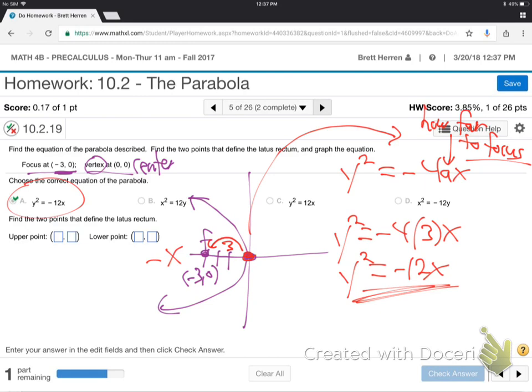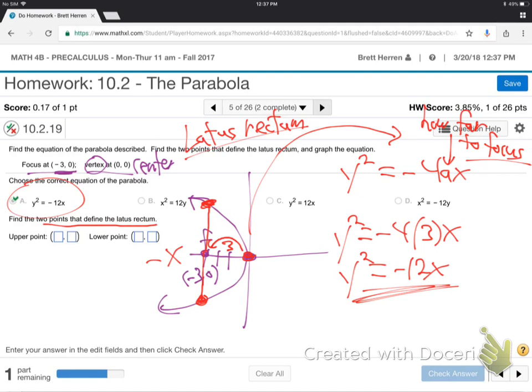Now, they're going to ask me for something more particular. They're going to say, find the 2 points that define the latus rectum. That sounds like a medical term, doesn't it? Got to check your latus rectum today. Right? So what are the latus rectum points? Well, those are the 2 points lined up with the focal point on the curve. It's this dot and this dot. Those are called the latus rectum.